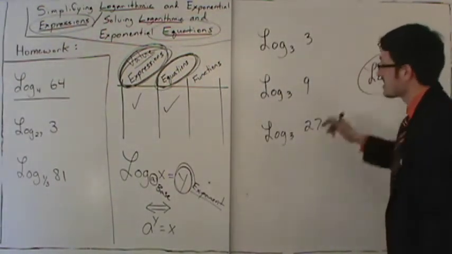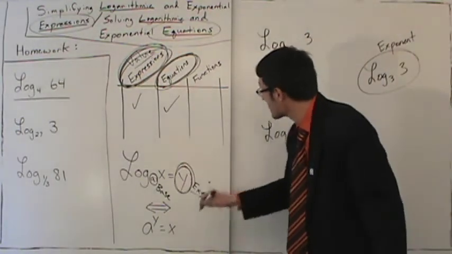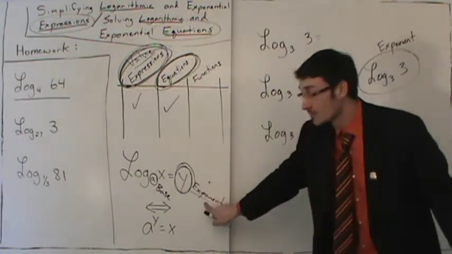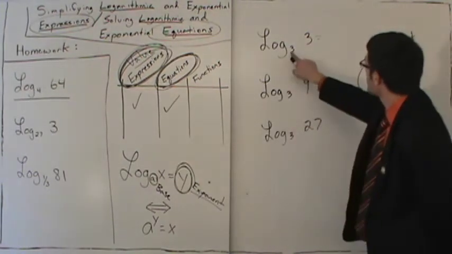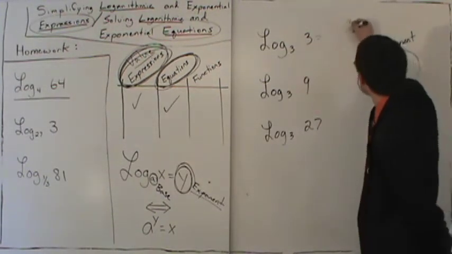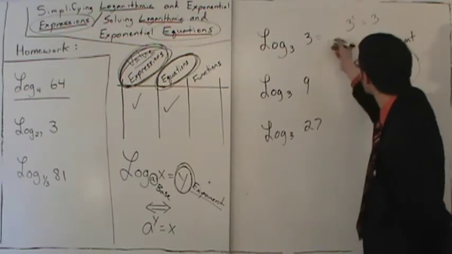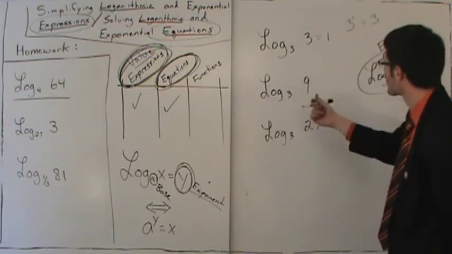Watch. The answer is the exponent. Notice that what lies on the outside, this thing, is equal to an exponent. So we're asking 3 to what power is 3? Well, 3 to the first is 3. I'll just show you many examples. You'll start picking up on this.